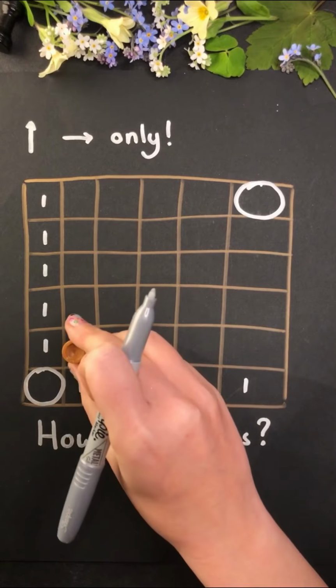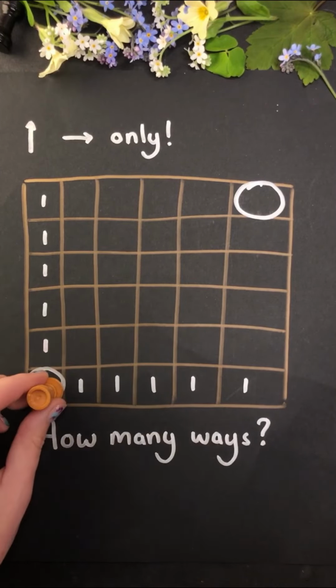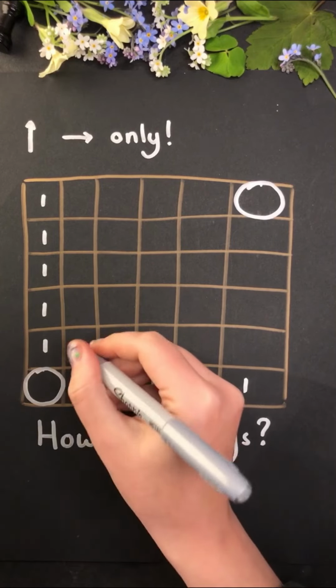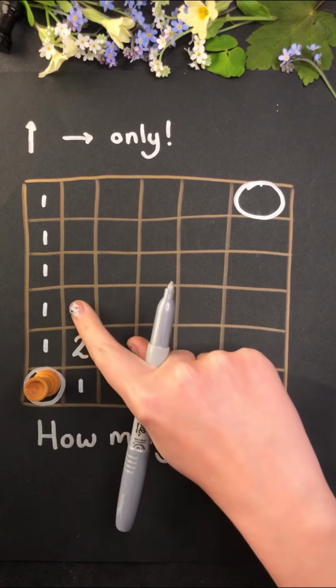But what about this square here? Up and across? Or the across and up? So that means there's two ways to get to this square. Now let's build it up. You might be starting to get suspicious or notice some patterns.